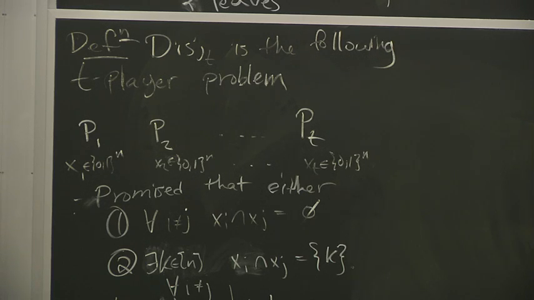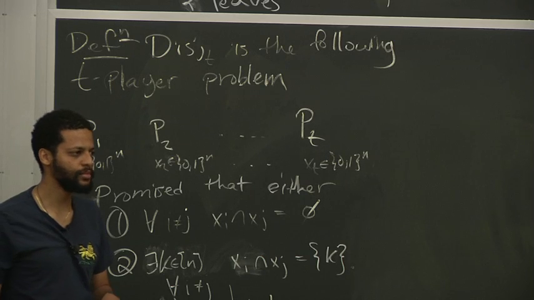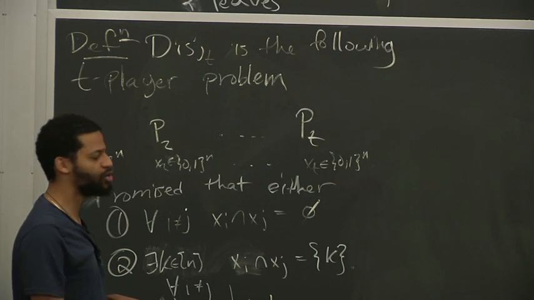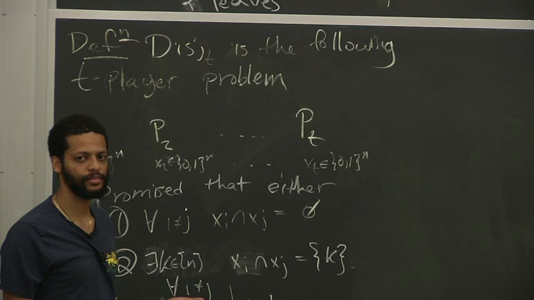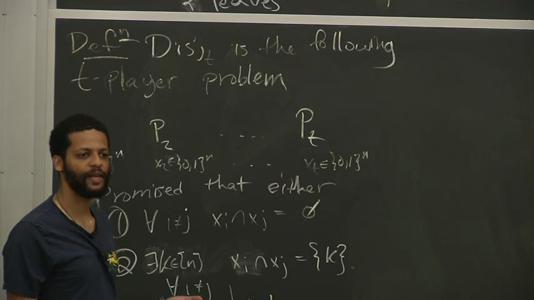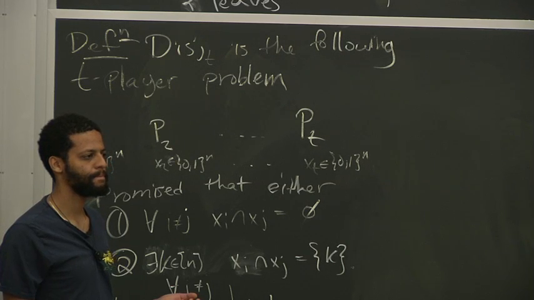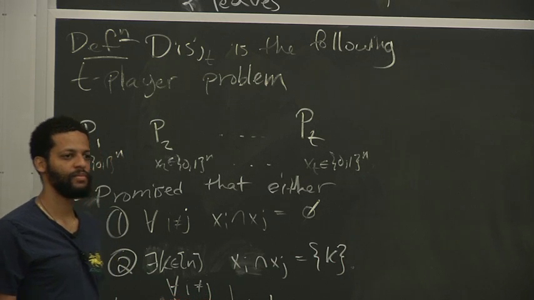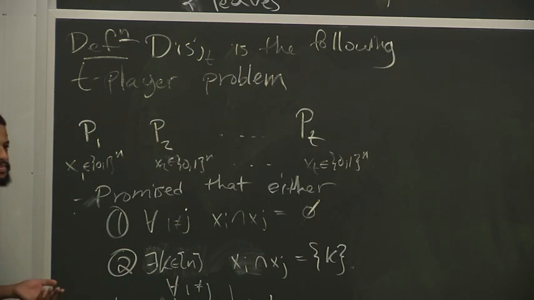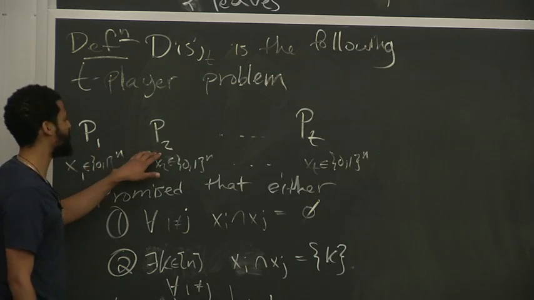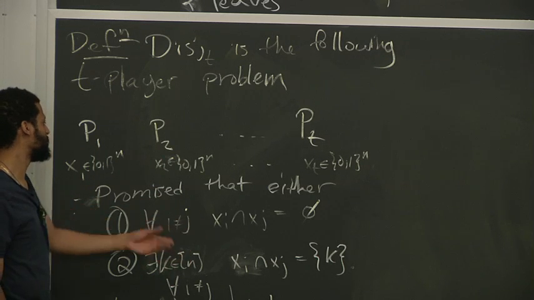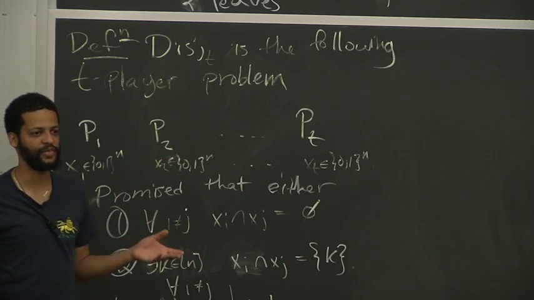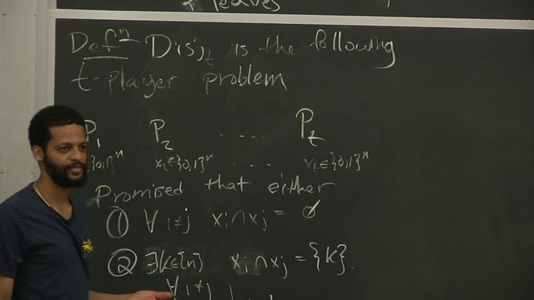OK, so before I tell you the lower bound for this problem, what's a trivial upper bound? N? OK, how would you do O of n? Right, so yeah, P1 could just simply send to P2. If you're in one of these 2 cases, P1 can just send everything he has to P2 and then figure it out. We don't even need the other players to talk at all.